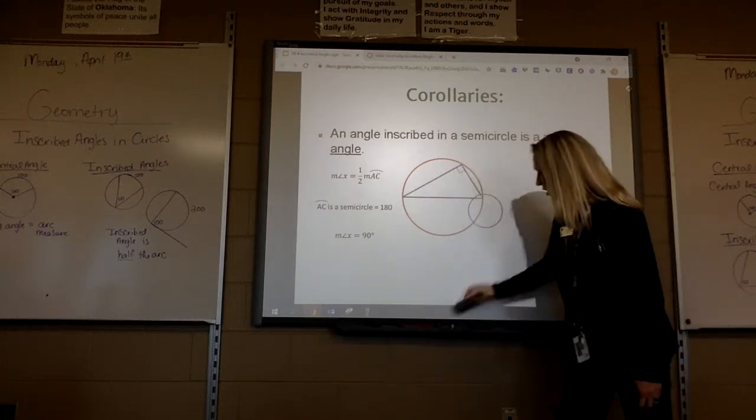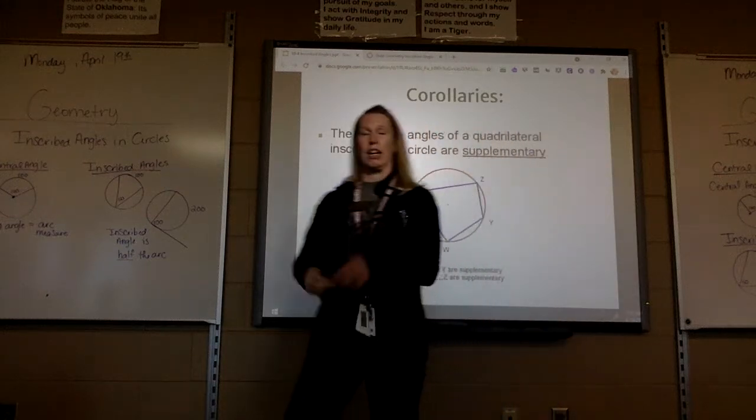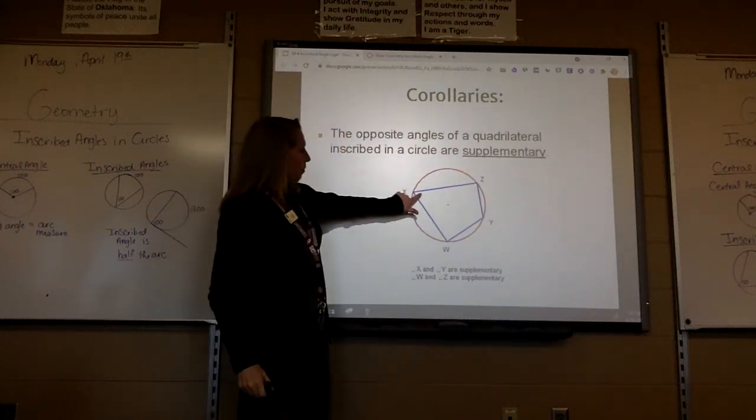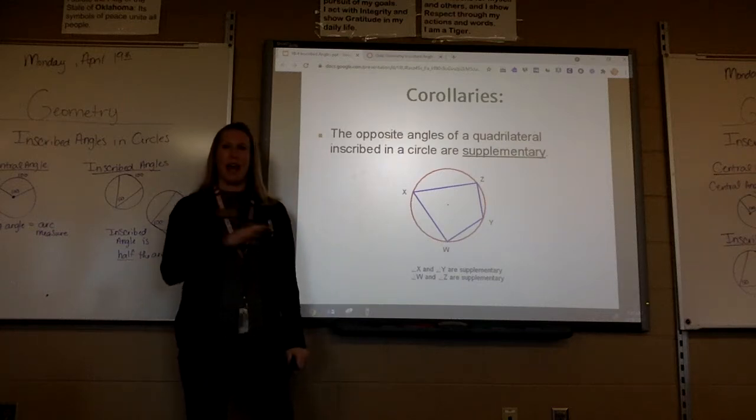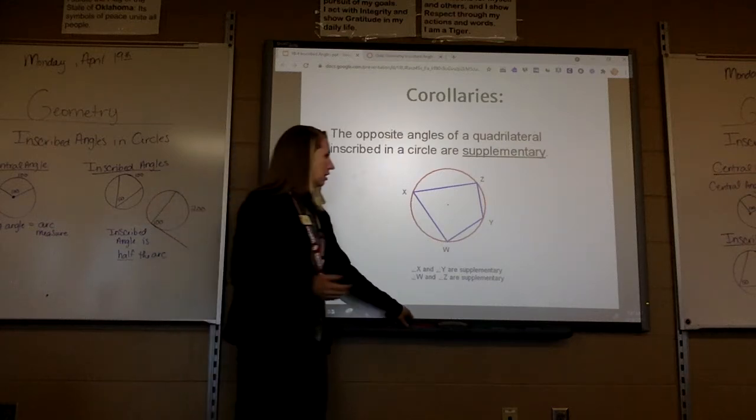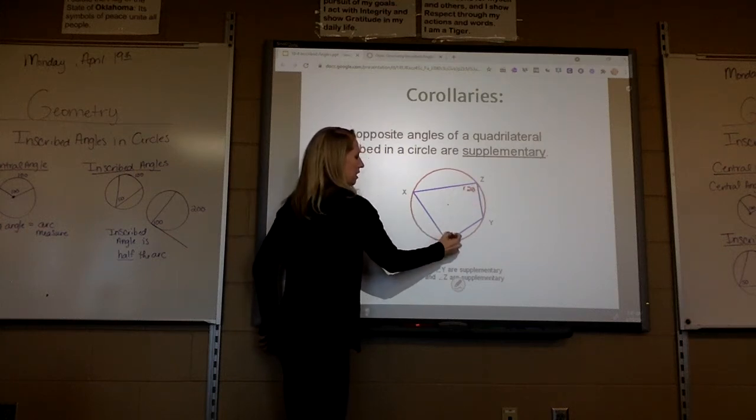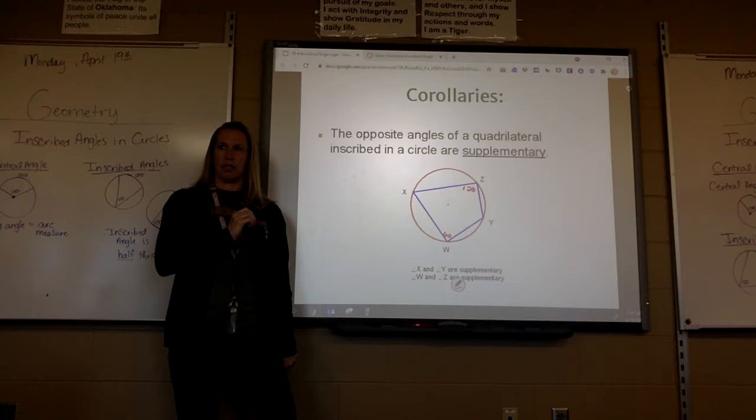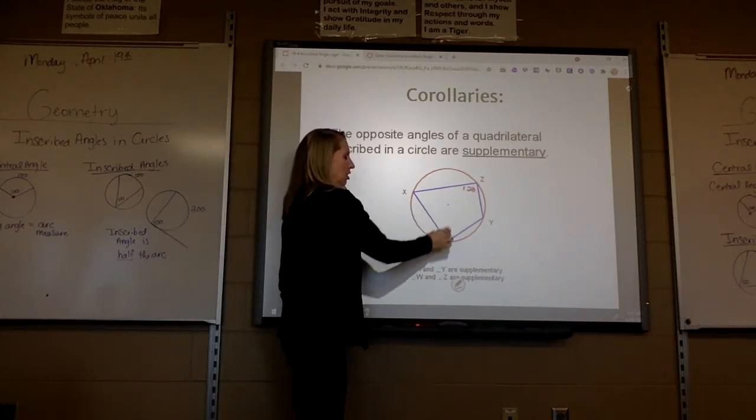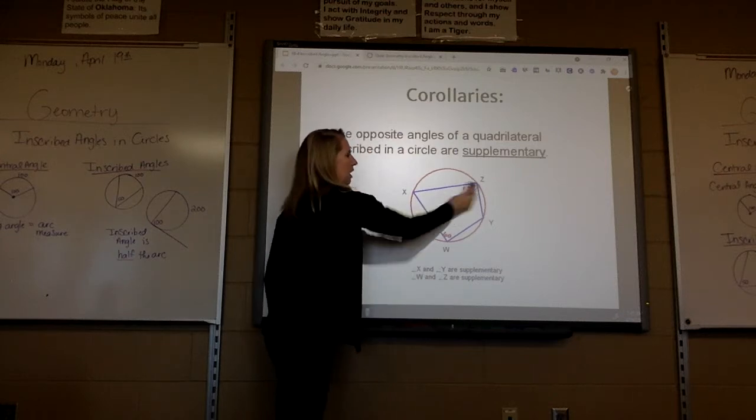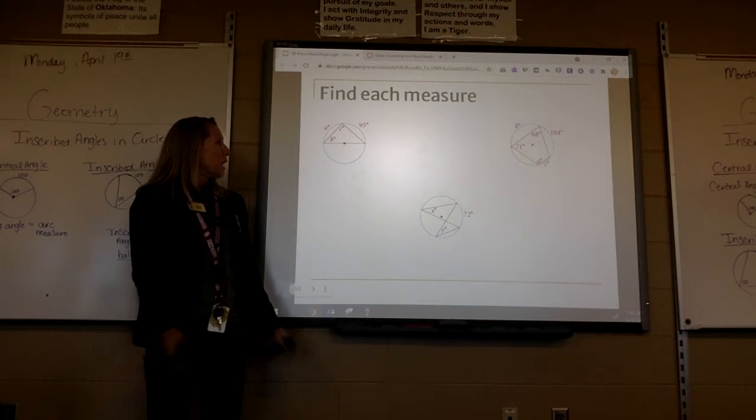Okay, one more thing. If you have a quadrilateral, it's a four-sided figure, inside a circle, opposite angles are always supplementary. That just means they add to 180. So like if this angle was 120, this angle would have to be 60. Does that make sense? So only in quadrilaterals in a circle, the opposite angles add to 180. So let's look at a couple of examples that deal with that.